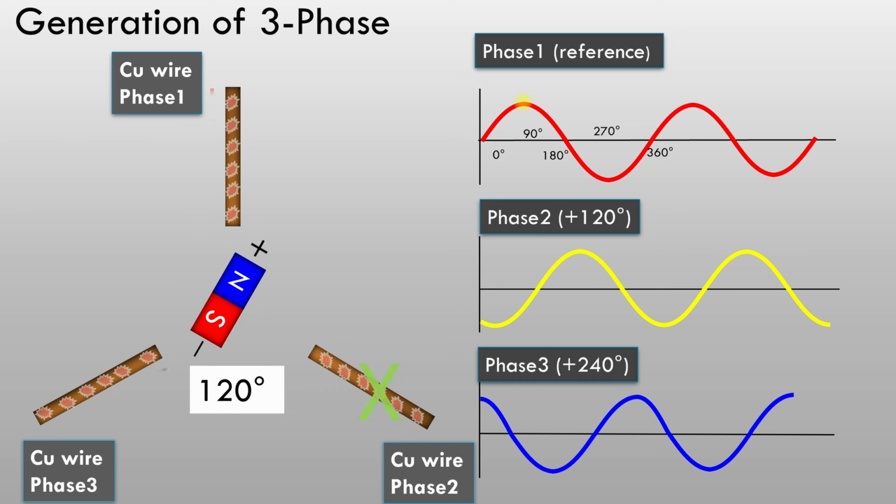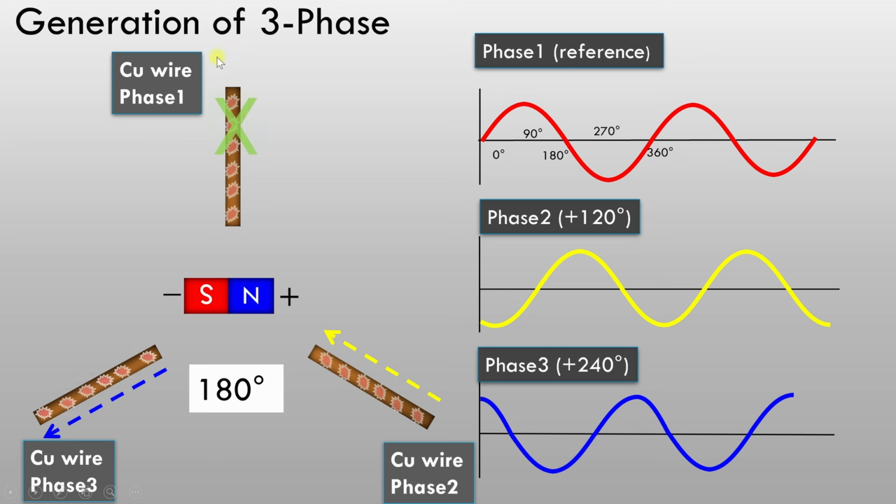If we rotate the magnet further, we can see there is no electron flow in phase 2 and there is less number of electrons flowing in phase 1. Now when we rotate the magnet even further, again we can see it's perpendicular to phase 1, so we are at 180 degrees where there is no flow of electrons at this point.